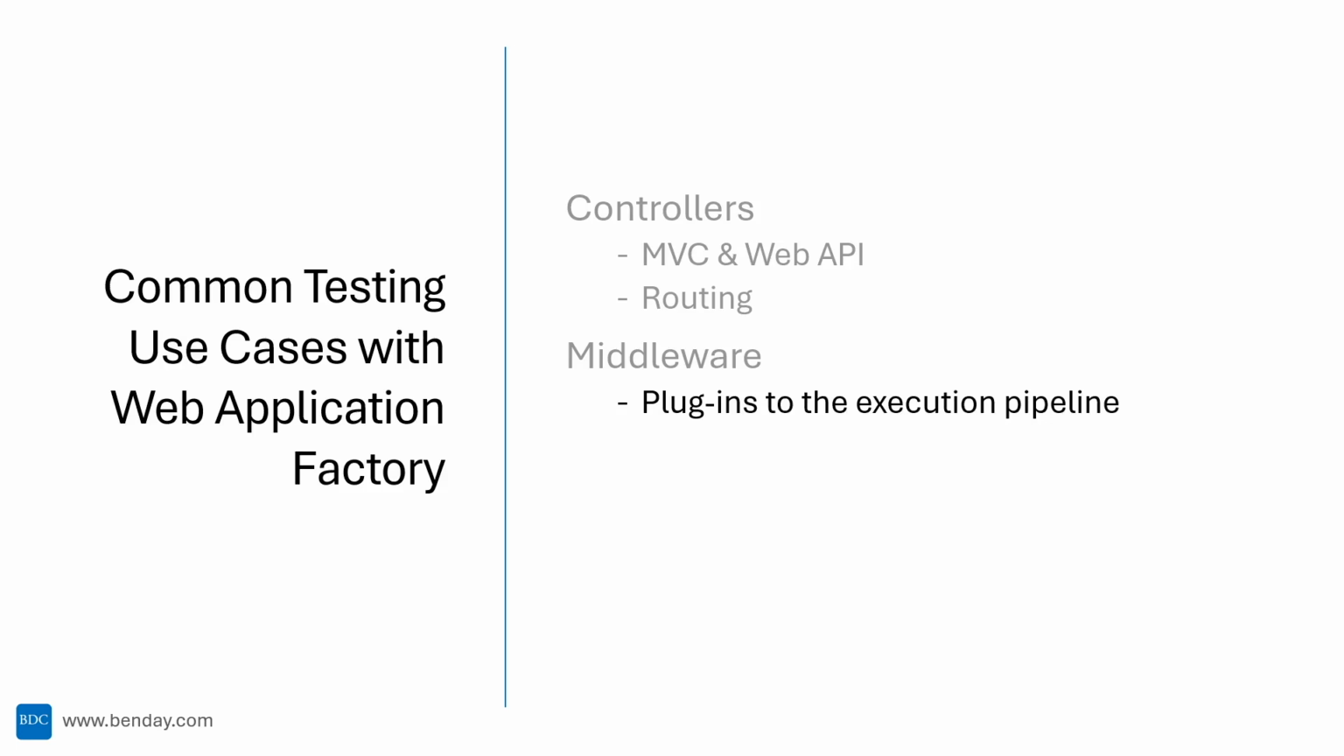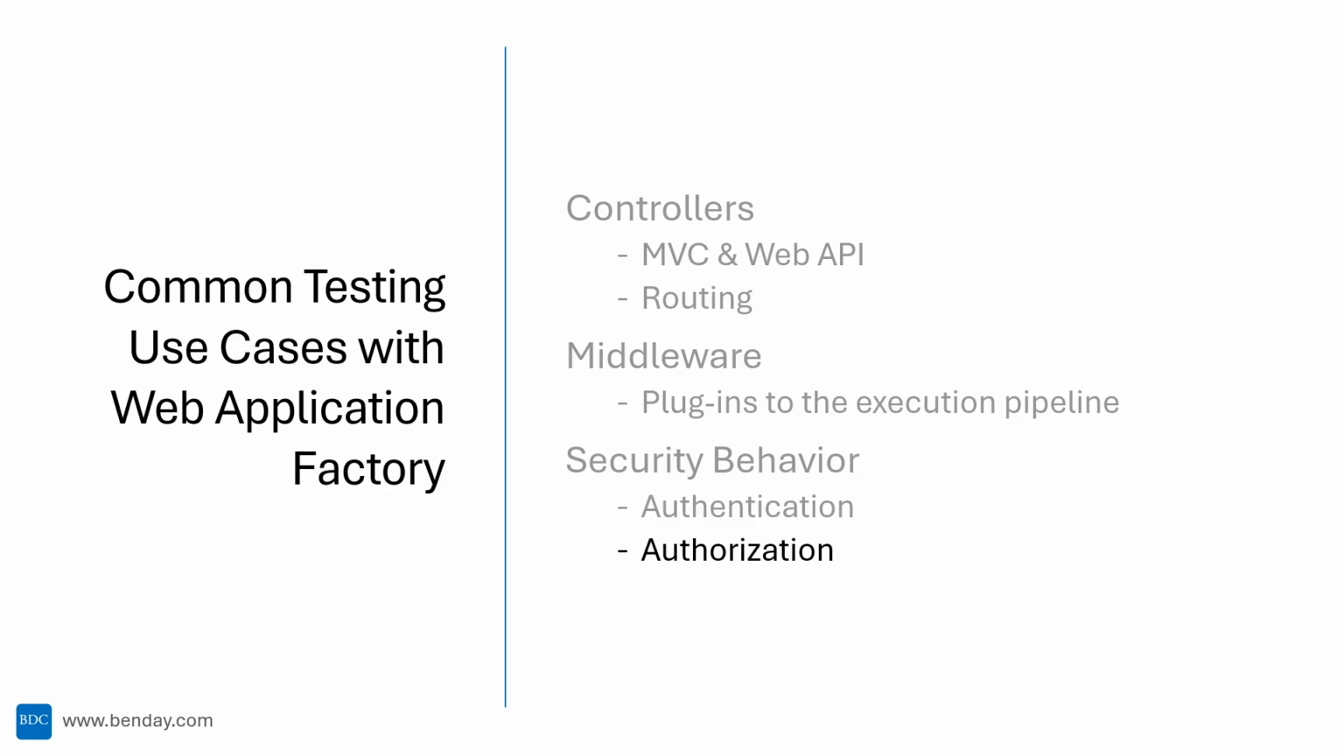Because if you mess up the order that the middleware classes are installed in the execution pipeline, you could end up with some completely bizarre results. And then related to any security middleware, I often write tests for my security logic. This would cover both authentication, who is the user that's calling the app, and authorization, what can the user do? This lets me get into testing the behavior of the authorize attributes that I might use on a controller and verify role memberships and security policy handler configurations.